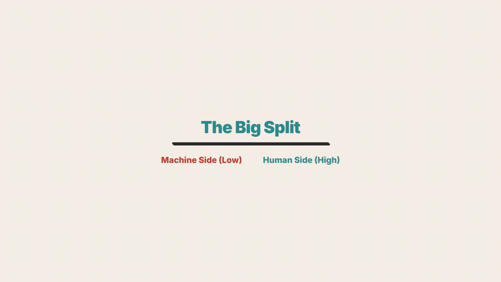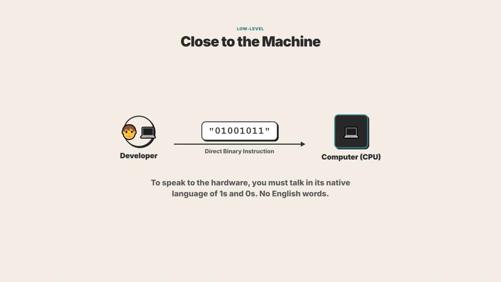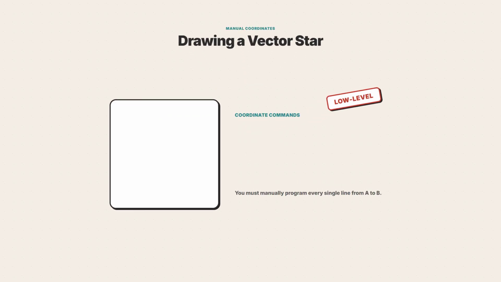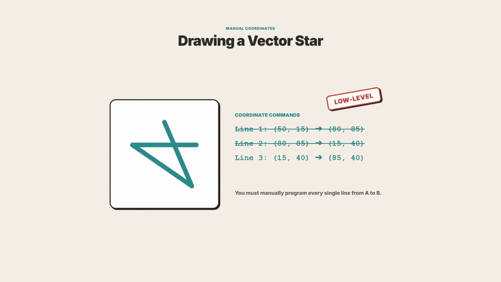Let's start with the most important split. Some programming languages sit very close to the machine. You're basically writing in a way the computer almost directly understands. Imagine you wanted a computer to draw a star. One way would be to tell it exactly where every point goes. Draw this line. Then this one. Then this one. These are called low-level languages.